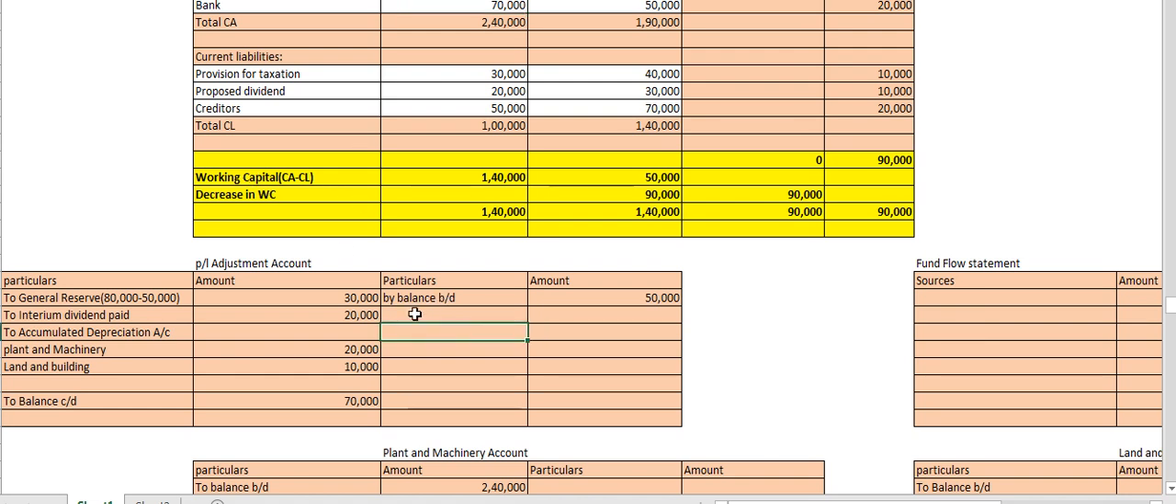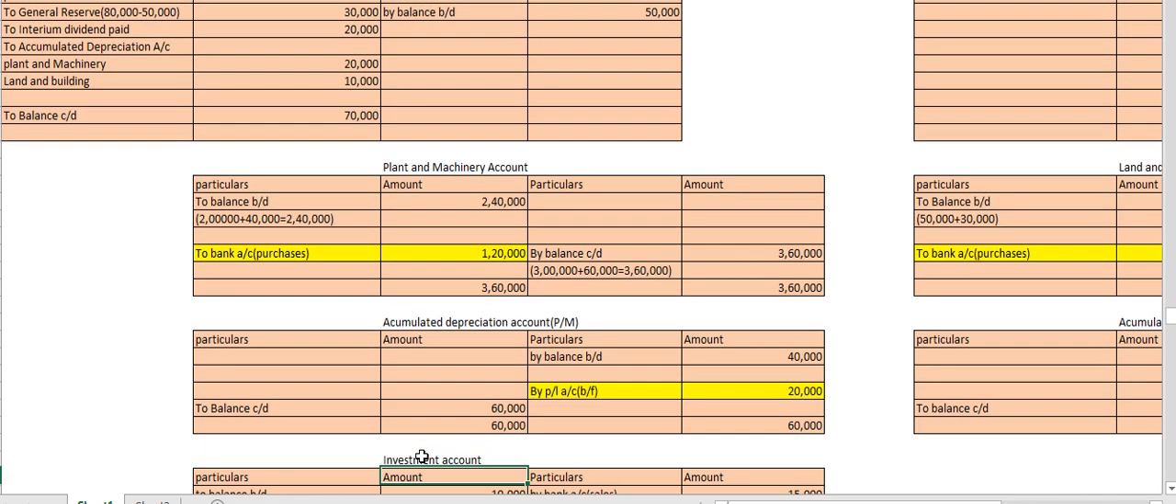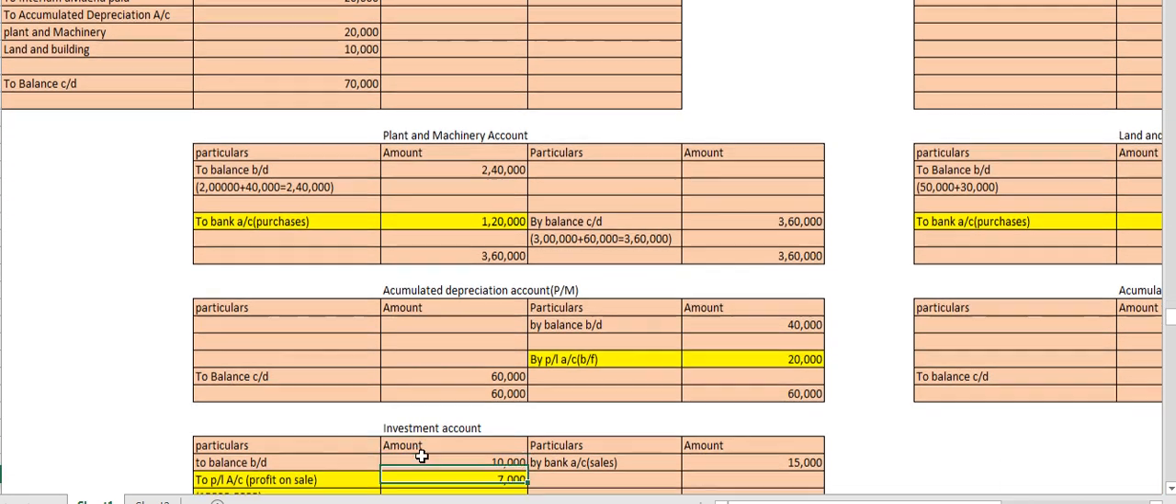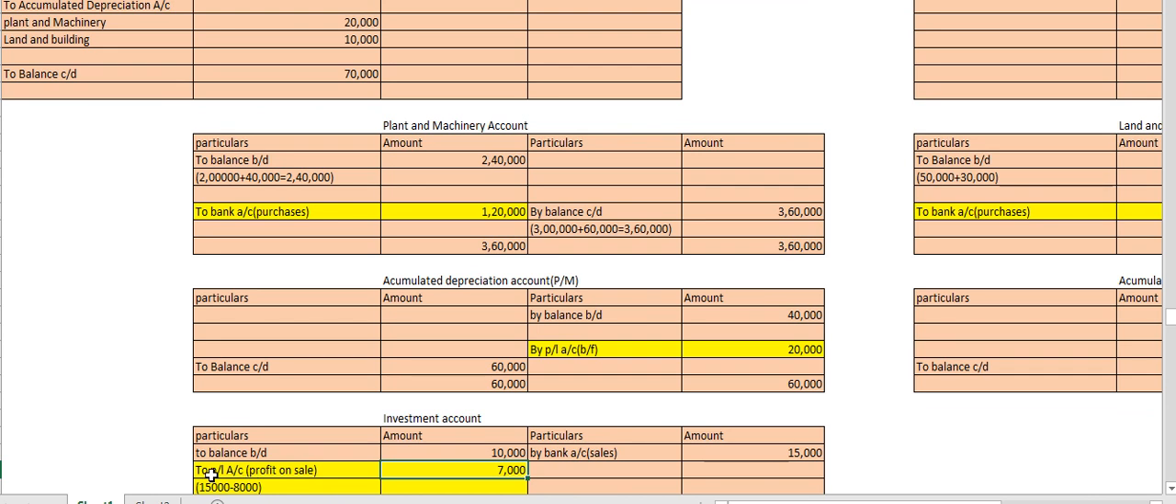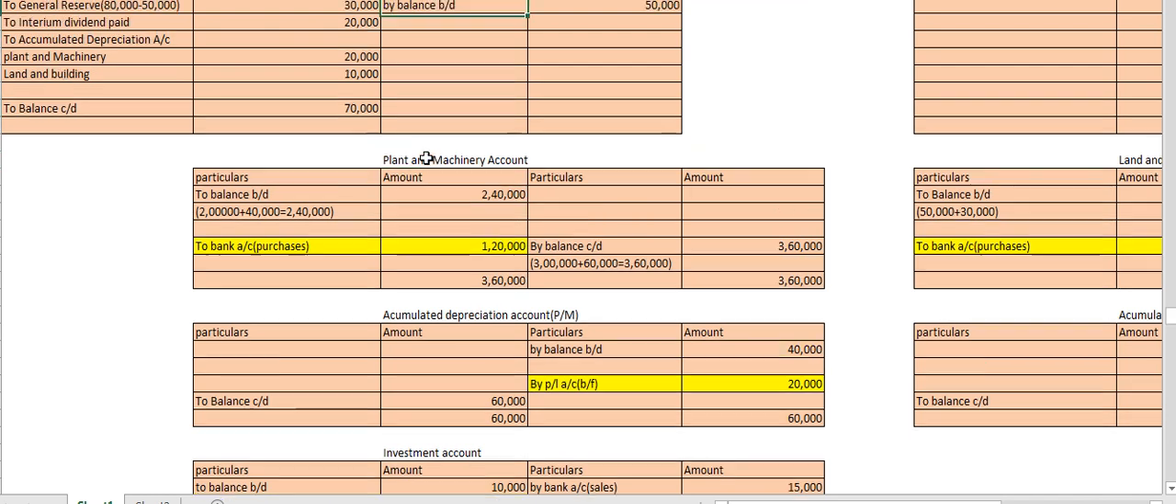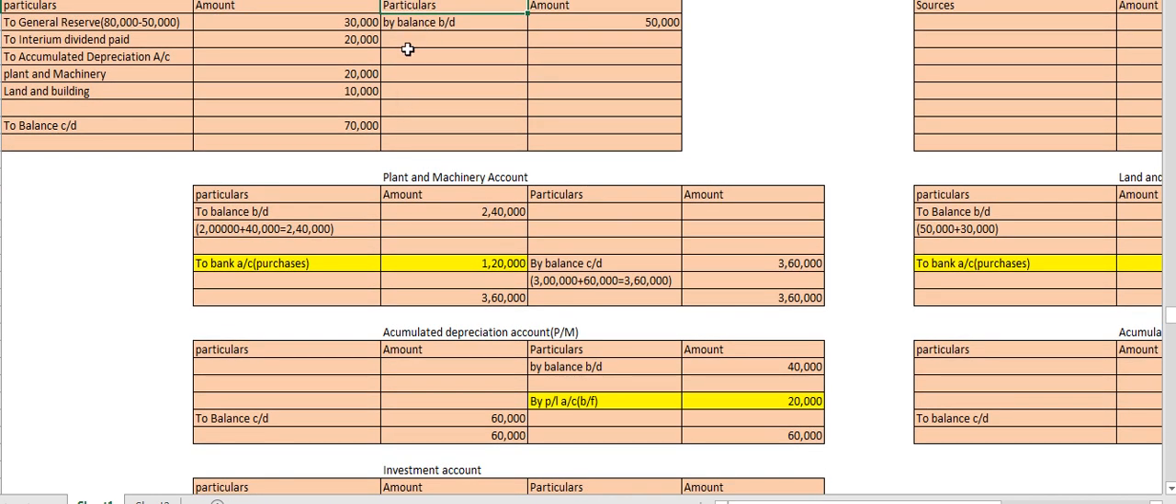That has been done. So now we'll move on to the investment account, which shows a profit on sale of investment, which we have transferred to the profit and loss adjustment account. How much is it transferred? 7,000. It's a profit on sale of investment. So any profit on sale of investments or assets or long-term assets will be transferred to your profit and loss adjustment account.